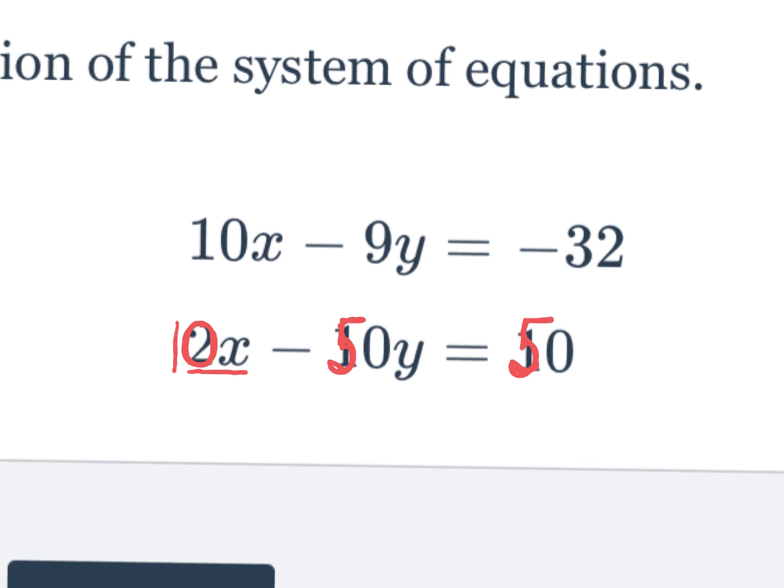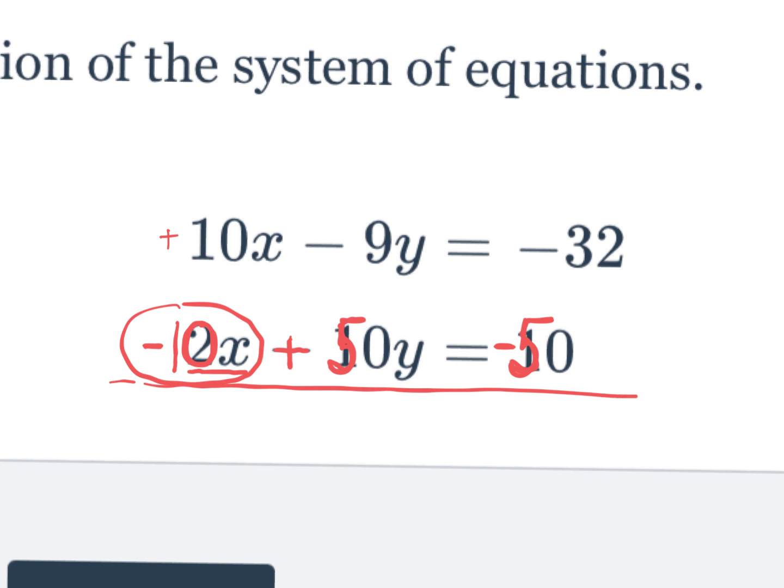I'm almost there. You see how this is positive 10x and this is positive 10x down here? Those don't cancel each other out. They just add to each other. So what I'm going to do now is also go through the bottom and switch everything's sign. I'm going to make this negative, this positive, and this negative, because I'm trying to get negative 10x to cancel out positive 10x. And I did it. So now I'm ready to work.